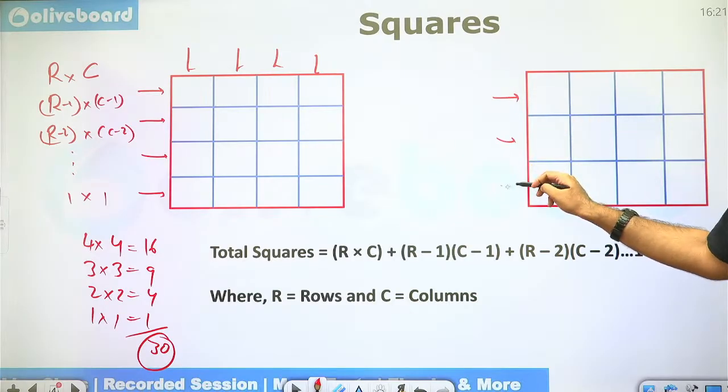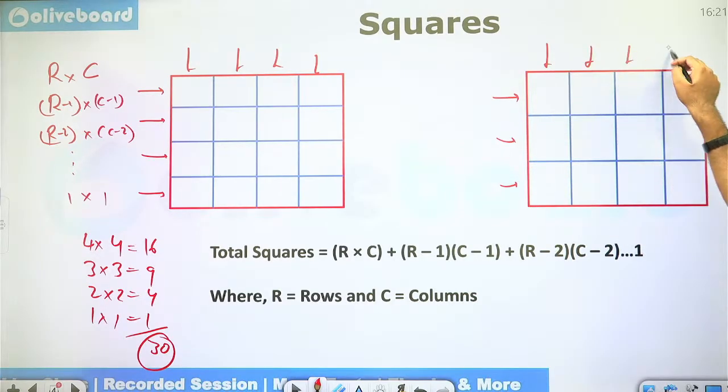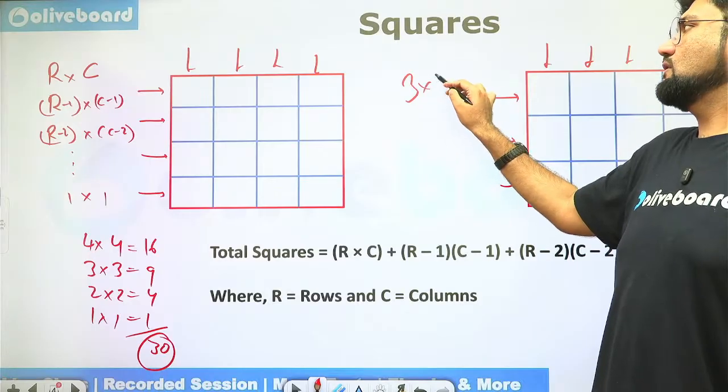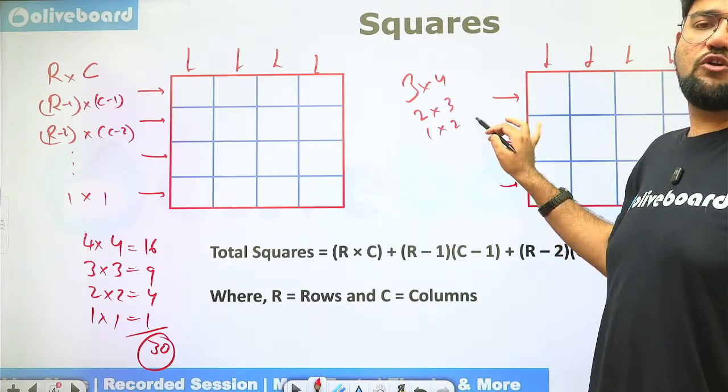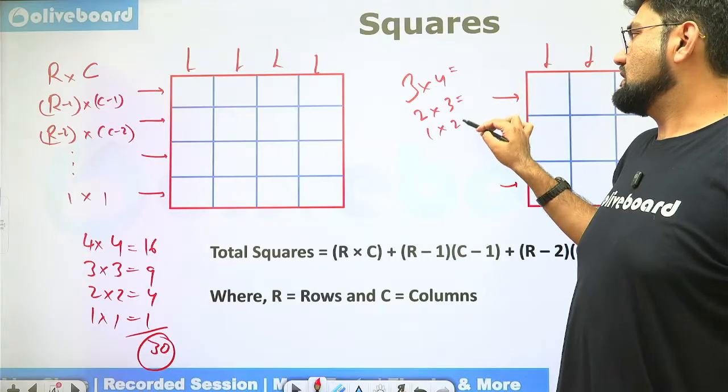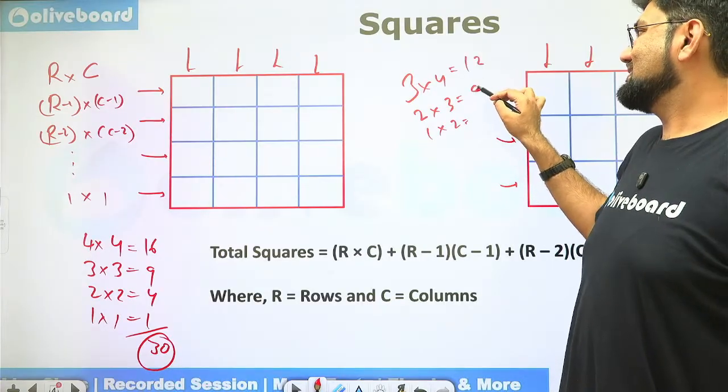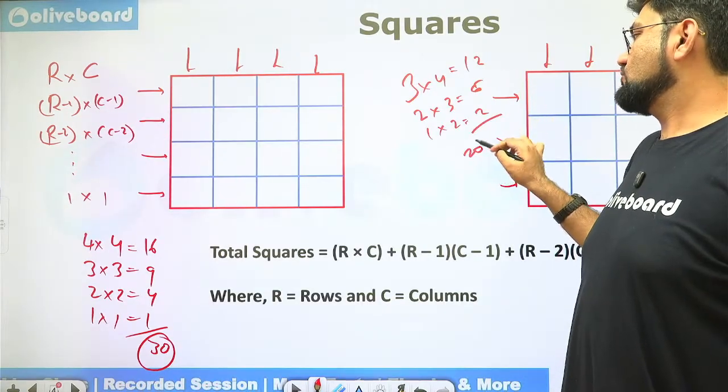So there are 3 rows and 4 columns here. Same process you will repeat: 3 into 4, 2 into 3, 1 into 2. And you will stop here because the next one will be 0 into 1, so that's useless. So what is the answer here? This is 12, this is 6, 2. So there are 20 squares here.